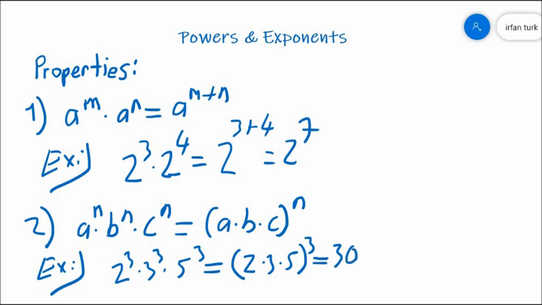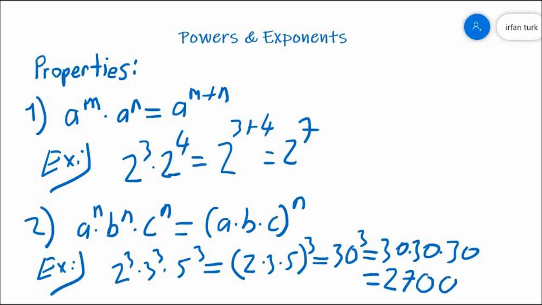So this is 30 to the third power, which means that we can write this expression as 30 times 30 times 30. So just calculate the numbers. 3 times 3 is 9, 9 times 3 is 27. And how many zeros are there? 1, 2, 3. So add 3 zeros at the end of 27. So the final answer is 27,000.